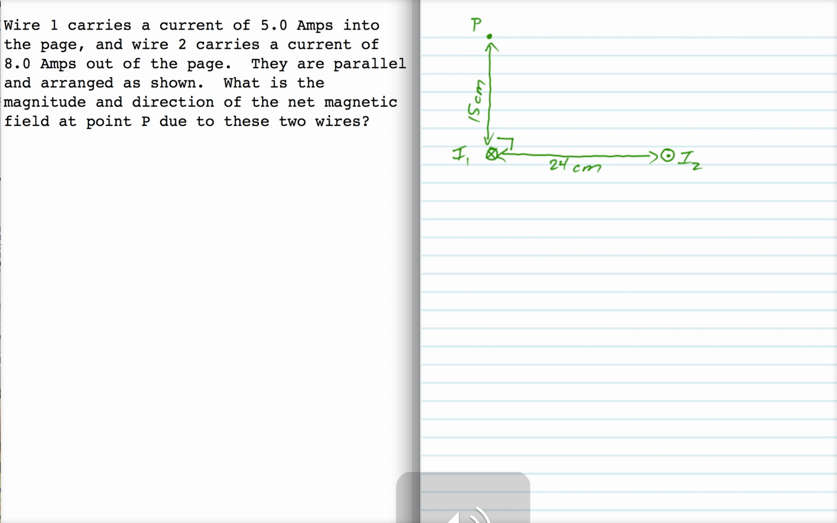Okay, so we have to find the magnitude and direction of the magnetic field at point P. Let's get the direction of the two magnetic fields first, and then I think this will be pretty straightforward. So this is a right triangle.